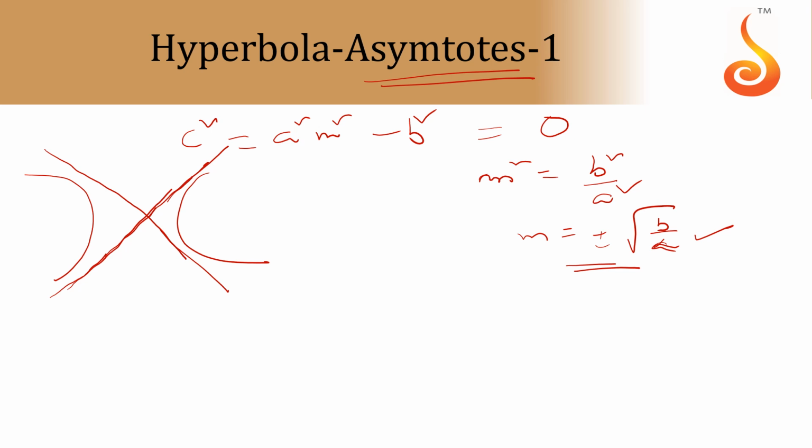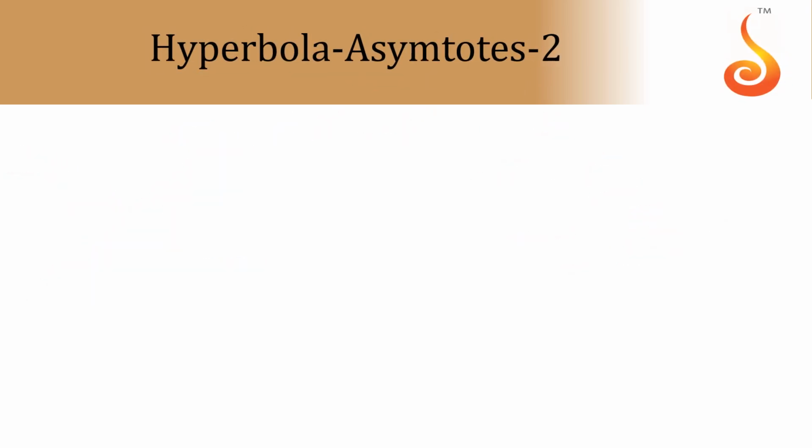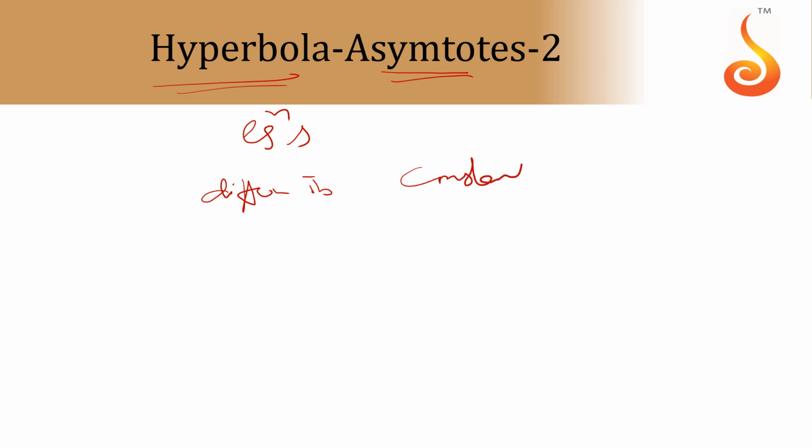And some properties. Asymptotes and hyperbola, the equations differ in constant. And remember, asymptotes is a pair of straight lines. Suppose you are given a hyperbola equation, and if you want to find the corresponding asymptotes, change the constant and apply the delta equals 0 condition, you will get the asymptotes equation.